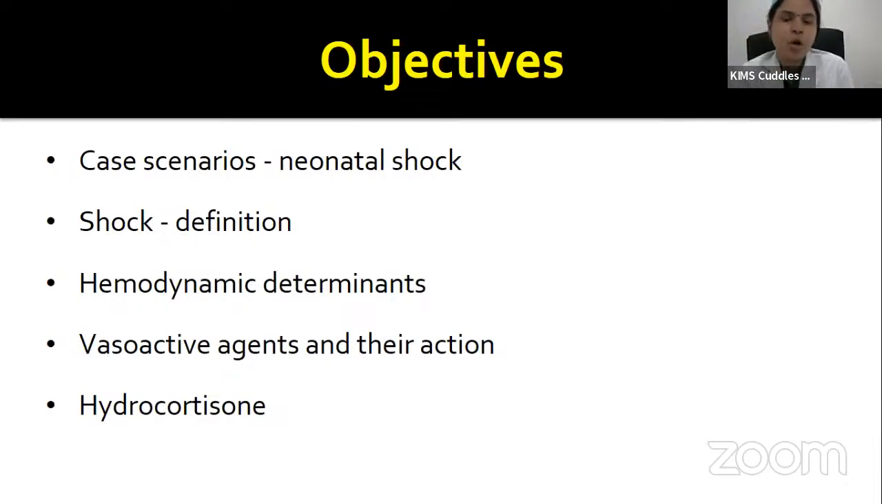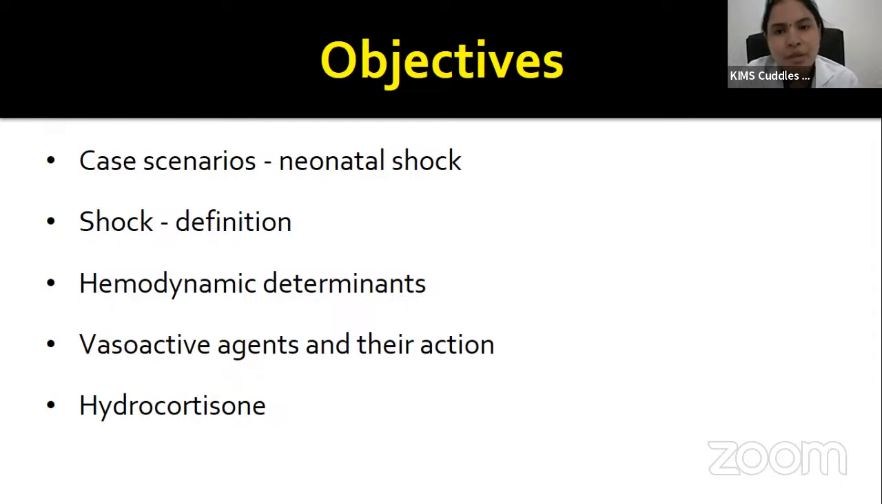We will discuss how shock is defined. We should also discuss something about the pathophysiology of shock. We'll also be discussing the indications, doses, and mechanisms of action of some of the common vasoactive agents that we use, and the role and place for hydrocortisone in catecholamine-resistant shock.